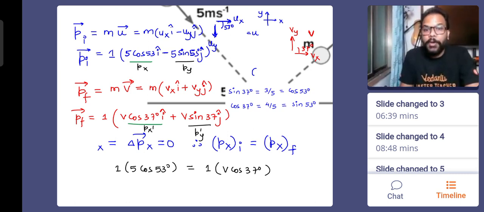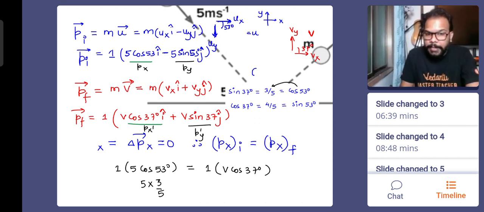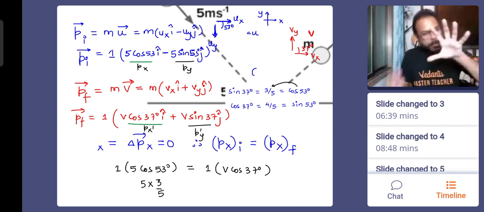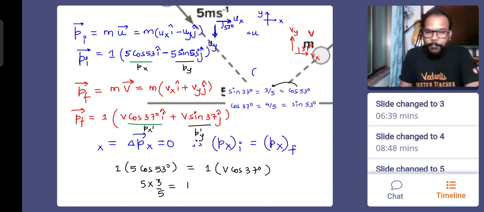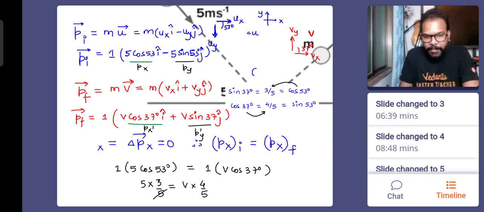Now I get the value of V from here. So 5 cos 53 degree. What is cos 53 degree, guys? It is 3 by 5. Just listen to what I'm doing. This is not challenging at all. You just have to follow step by step. Mass is already 1. V I do not know how much it is, that's what we are finding. And cos 37 degree is 4 by 5. 5 and 5 cancel. V comes out to be 15 by 4 meters per second.